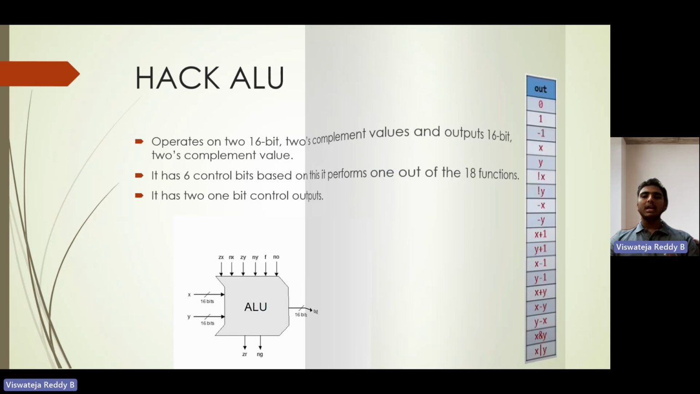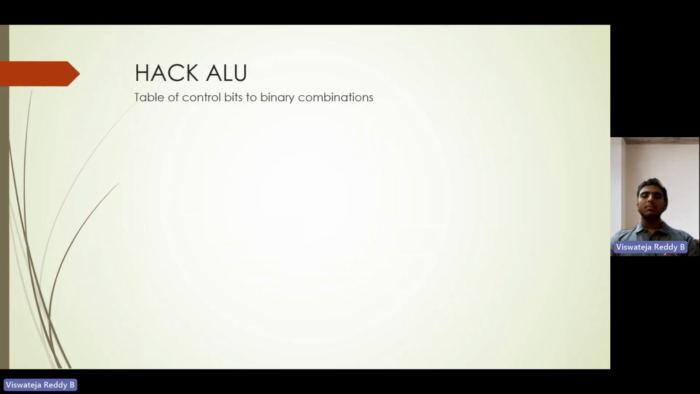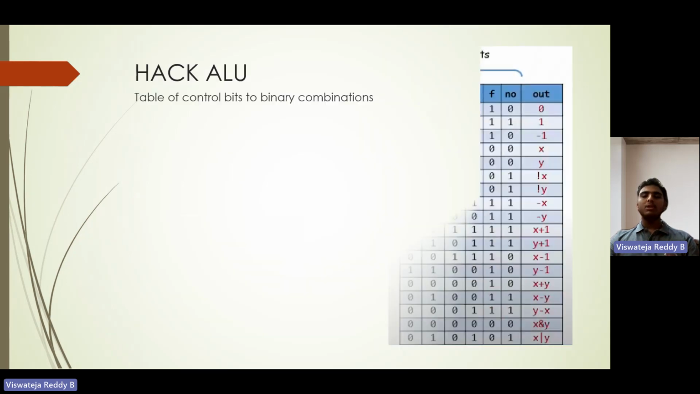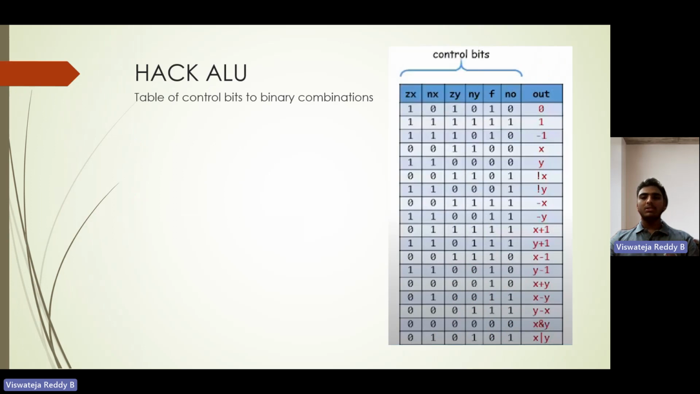Now we'll see the full table of the Hack ALU. This is the table of control bits to binary combinations. That means we input the binary values into the table of control bits, and that results in the following outputs. That is 18 functions. Here ZX, NX, ZY, NY, F, and NO are the control bits, and the resultant output.